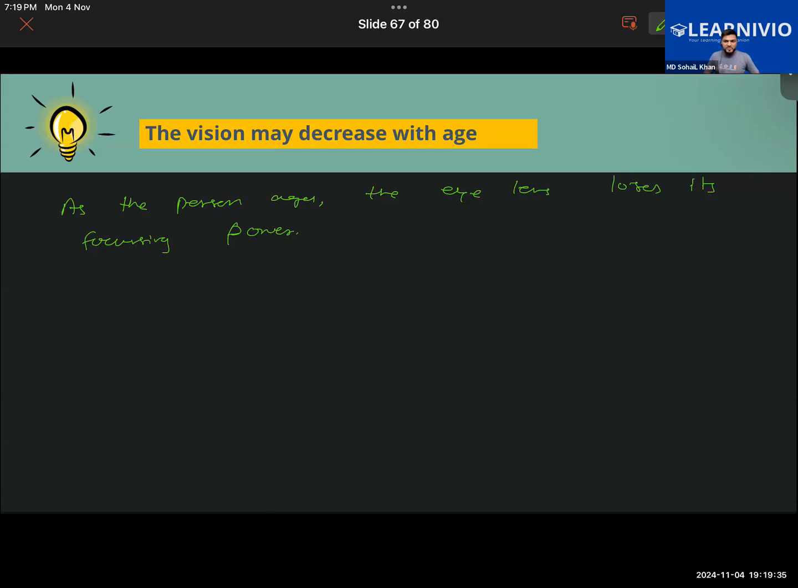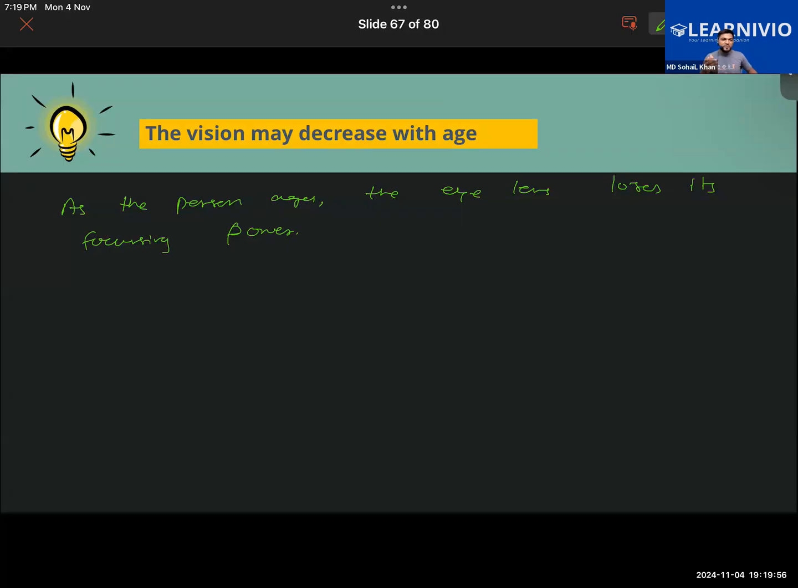Sometimes the diameter of the eyeball decreases, and sometimes it can increase also, so that will also affect the vision. One of the most common problems a person goes through is that the eye lens loses its focusing power with age, so that will obviously alter the vision.